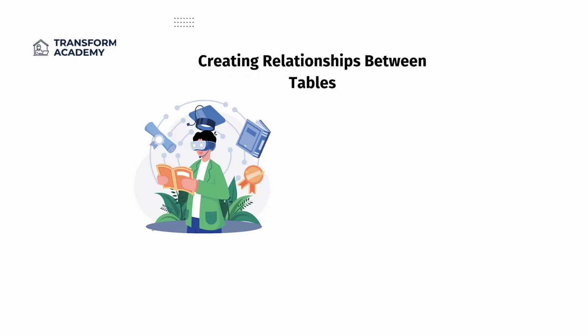Creating relationships between tables. Relationships are the connections that link tables in your data model, typically based on one or more columns that exist in both tables, often referred to as key columns, like product ID or customer ID.